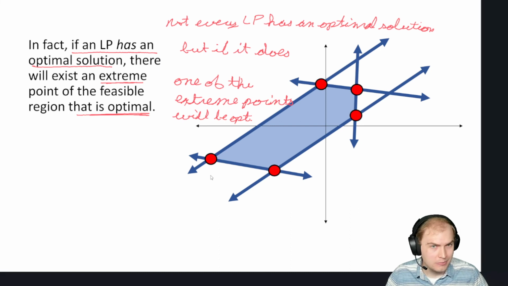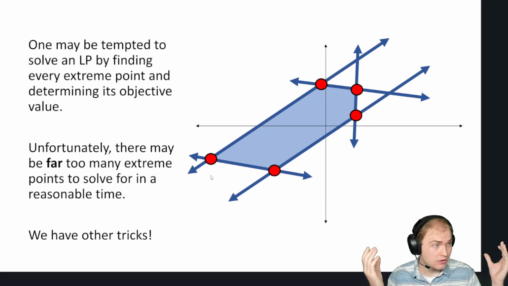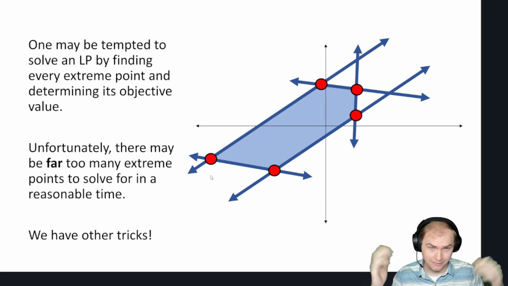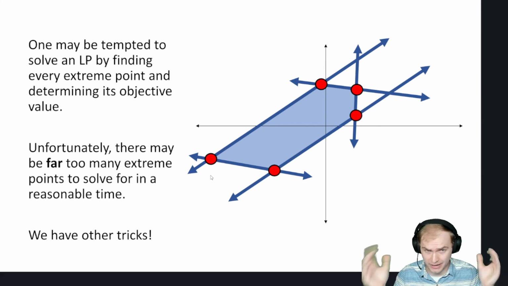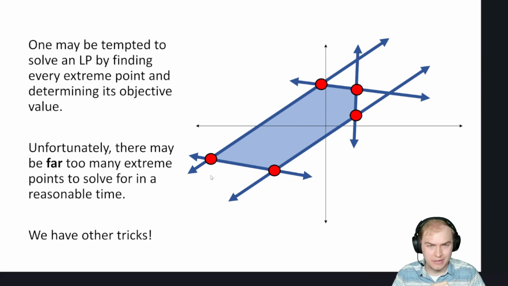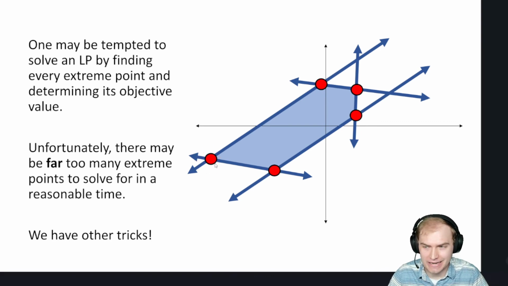If the LP has an optimal solution, one of its extreme points is optimal. This is huge because it means that the only thing we have to do to solve this problem is find all of the extreme points and compare them, right? That's all we need to do. If we can do that, we can solve these problems. The problem is there might be many, many, many extreme points to a problem.